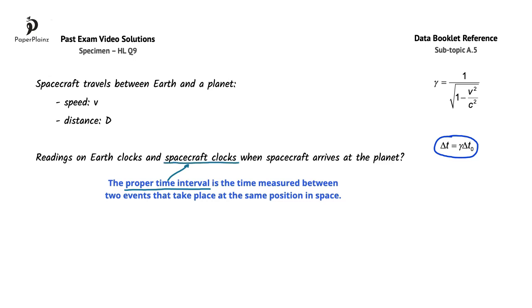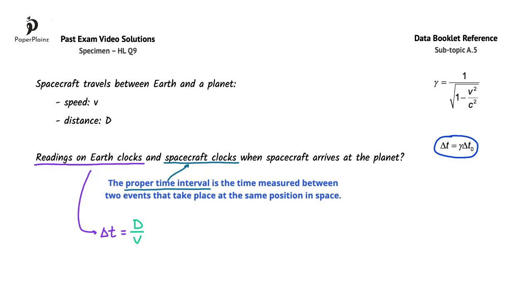So in our formula on the right-hand side, delta t is the reading on the Earth clocks, and delta t0 is the reading on the spacecraft clocks. Let's first calculate delta t. Doing this is straightforward, because we simply need to divide the distance measured by an Earth observer by the speed of the spacecraft. Hence our answer will be A or B.